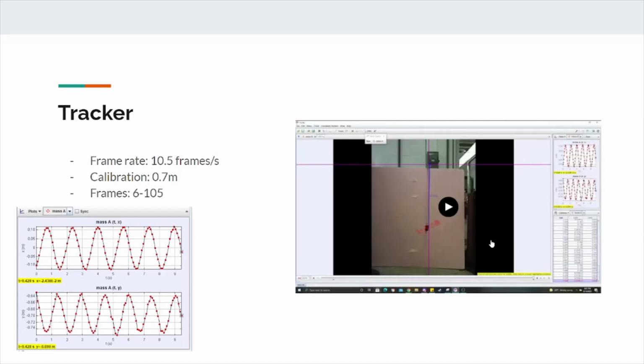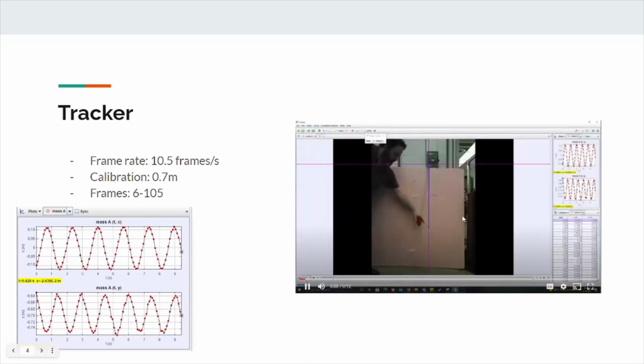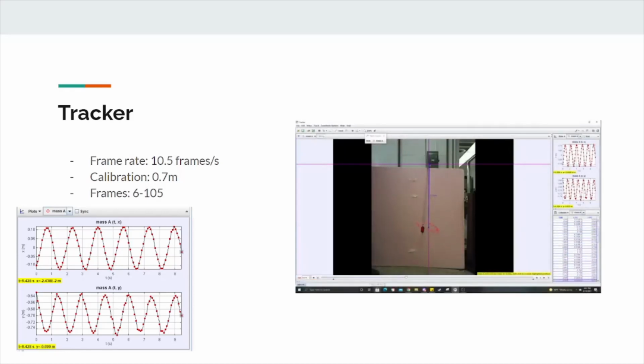Here is the video that was uploaded to Tracker. As you can see, the X and Y values oscillate nicely in the shown graph. I edited the frame rate to match the edX video and used frames 6 to 105 to shave off unnecessary frames.